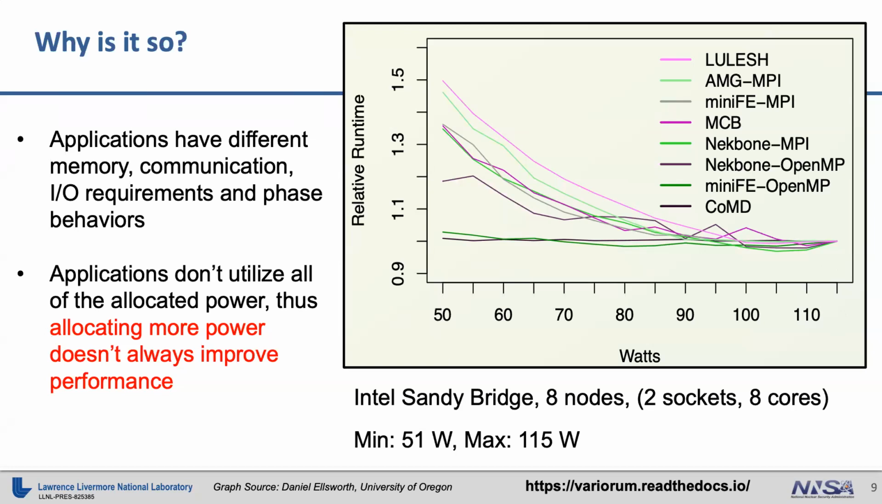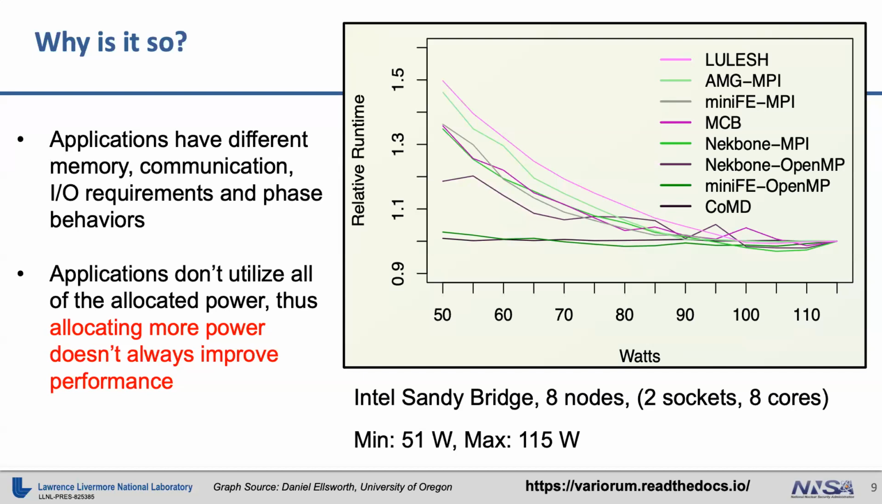And as we can see, there are applications that do not slow down. I'm not sure if you can see my mouse pointer here, but there are a few applications here that do not slow down, even if you drop the power to 50 watts per node, right? And then there are other applications that slow down significantly with respect to power caps. So essentially, the point being, different applications have different memory, communication, and I/O requirements. They have different phase behaviors. And a lot of the applications don't utilize all of the allocated power. And allocating more power to an application doesn't always improve its performance.